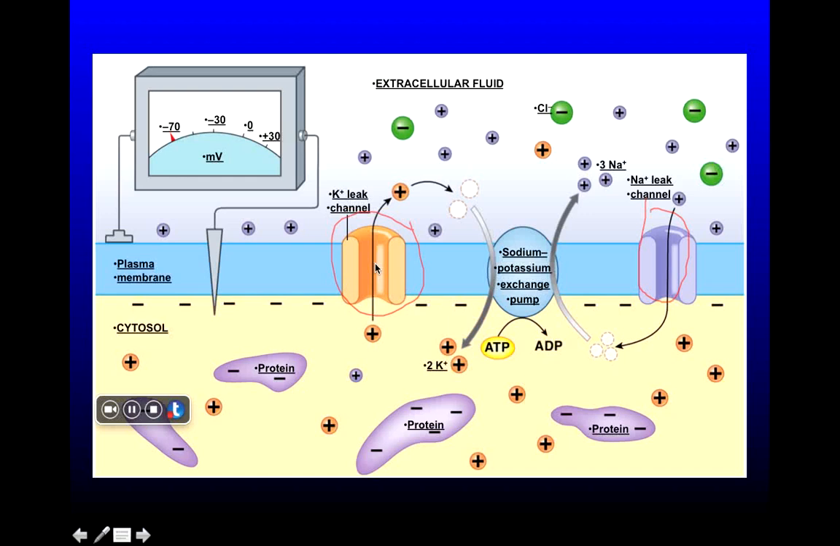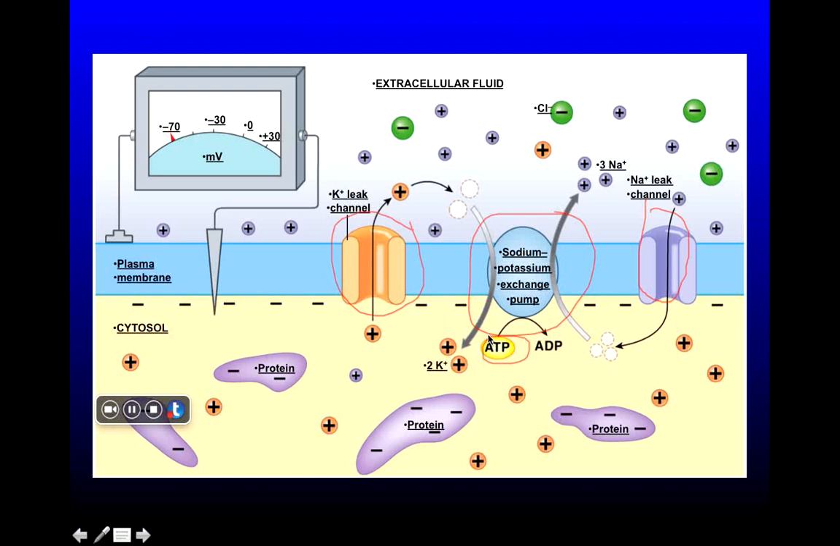Could this orange one pass through here? No. Could this purple one pass through here? No. So these are two of the main leaky channels that you will find on a cell membrane, a potassium leaky channel and a sodium leaky channel. Now this thing in the middle, what the heck is this thing?